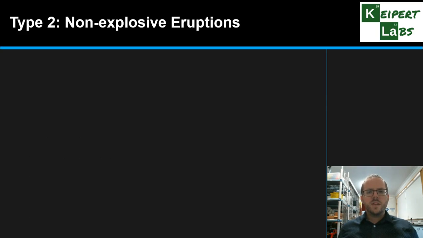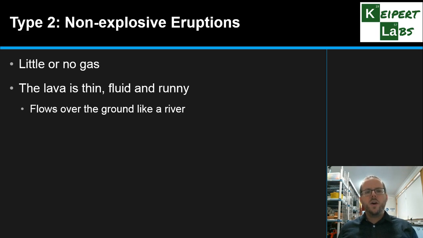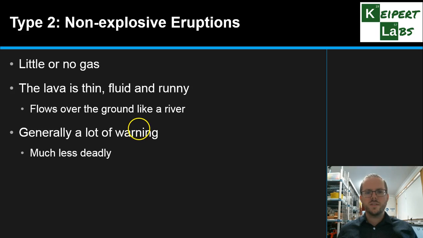Okay, so now we're going to talk about the second type, what we call gentle or non-explosive eruptions. The reason they're non-explosive is there's little to no gas being formed in this situation. We've just got lava. And often this is happening because the lava is thin, fluid, and runny. So it's not thick and sticky and viscous, which we would use for the really thick lava that doesn't flow easily. So this lava, where it comes out, it oozes out and flows over the ground like an incredibly hot river, at several hundred degrees Celsius or up to 2,000 degrees Celsius.